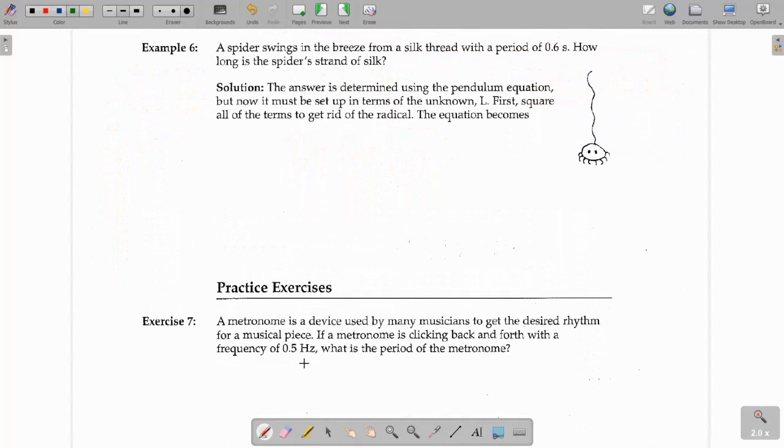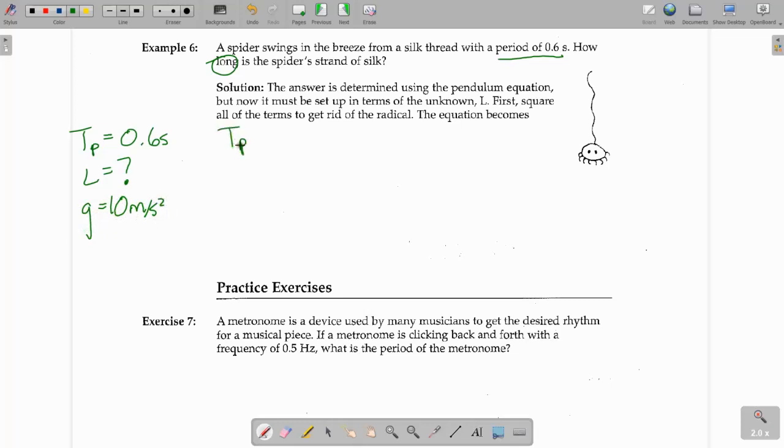Okay, so in this problem, it says that a spider swings in the breeze from a silk thread, so it's going to be going back and forth like a pendulum, with a period of, sorry, 0.6 seconds. And then it says how long is the spider's strand of silk. So let's go ahead and write out here that the period of a pendulum, because it's going to be going back and forth, is 0.6 seconds. And then it wants to know how long is the silk strand. We also know that the acceleration due to gravity is 10 meters per second squared.